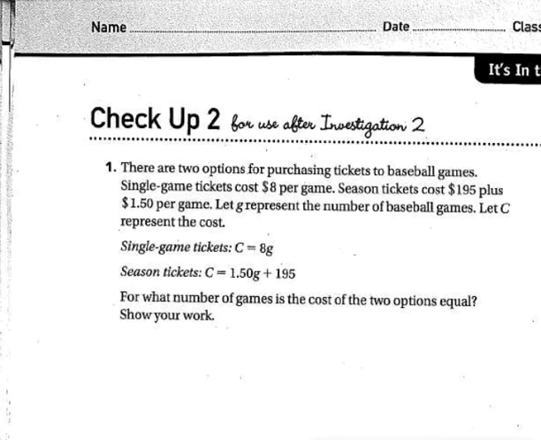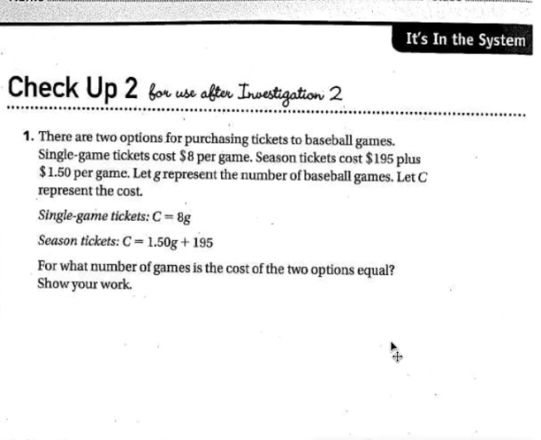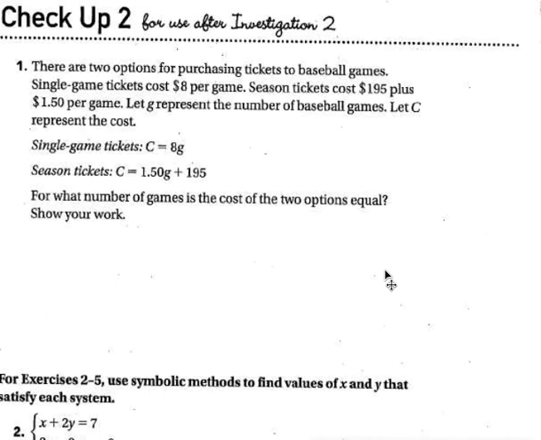All right, here we go. And so they give us the equation. That's really kind of them. For what number of games is the cost of the two options equal? Show your work. All right, so we know that the cost has to be equal. So C is equal to C. Therefore, this C can be written as 8G is equal to this C, which is 1.5G plus 195.